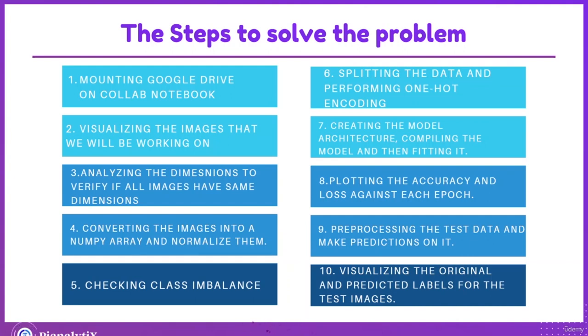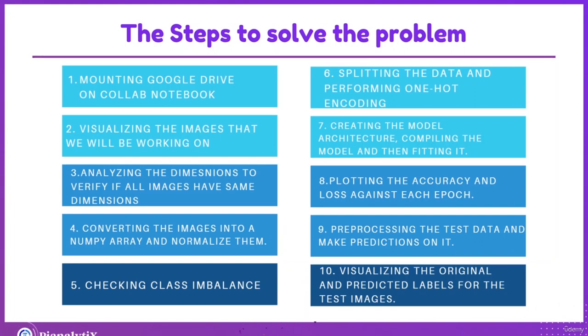After that, we will check for class imbalance. We will check how many images there are per class. Next, we will split this data and perform one-hot encoding on the target data. After that, we will create the model architecture in which we will define different layers that will be used, like Conv2D or MaxPooling2D and all that. Then we will compile the model using the loss, optimizer and metrics, and finally we will fit the model.